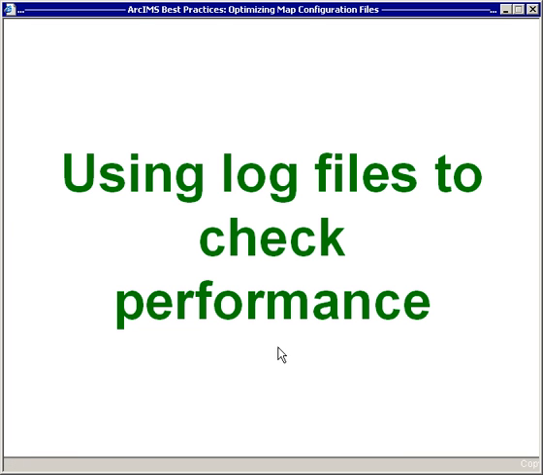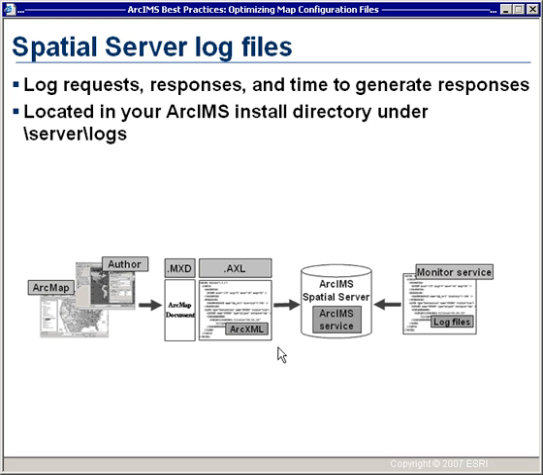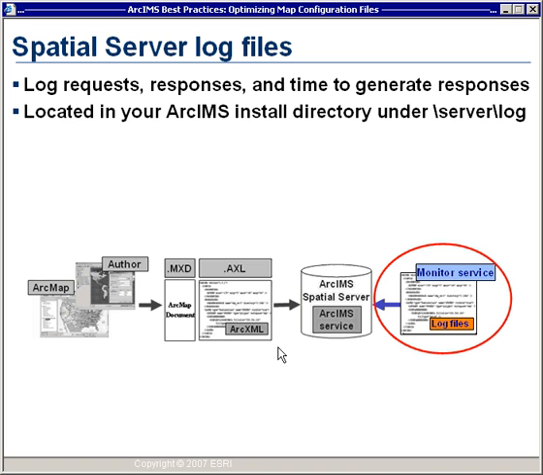This third section is using log files to check performance. In this section, I want to discuss how you can use the spatial server log files to monitor how well your service is doing. The spatial server log files are a good resource because they contain information on what requests are made, how long it takes to process the request, and what the responses are. The log files are located in your ArcIMS install directory under Server Log.